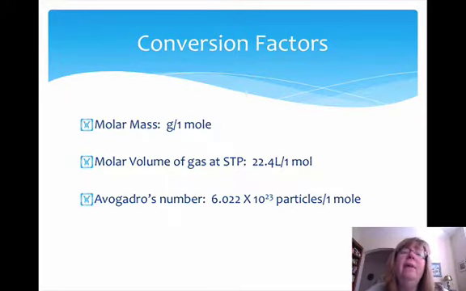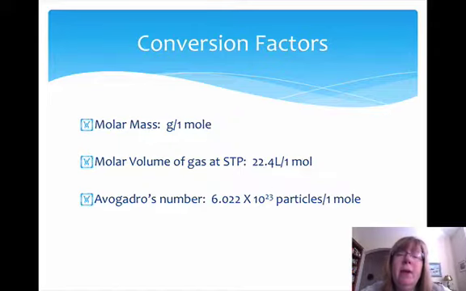All right, so first of all, we have three conversion factors. The first one is called molar mass, and that is taking the atomic masses that are under the symbol on the periodic table. If it's for, say, sodium chloride, you would add sodium plus chlorine together to get the molar mass, and the unit of molar mass is grams per 1 mole. Molar volume of a gas at STP is given to you in the reference packet, and it's 22.4 liters per 1 mole. And then Avogadro's number is 6.022 times 10 to the 23rd particles per 1 mole.